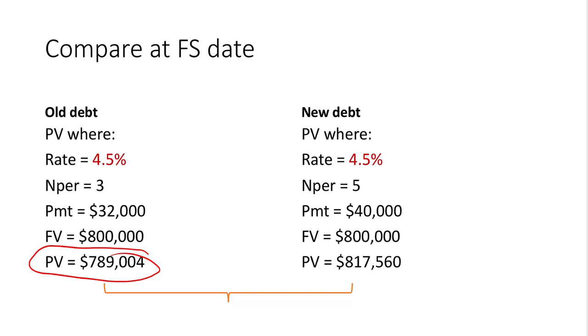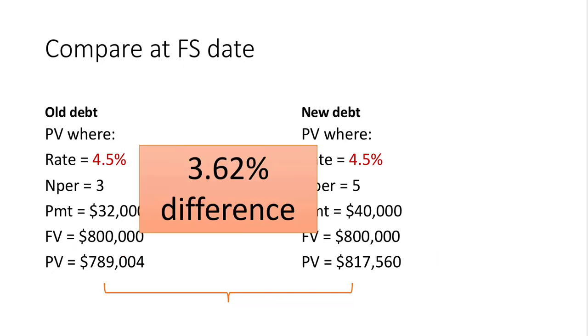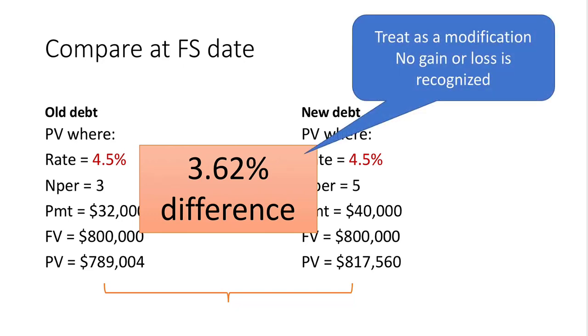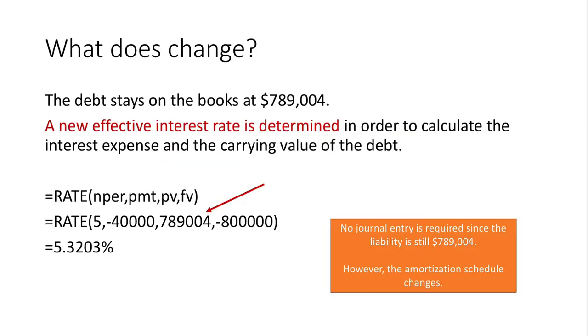When we compared the two, this was the present value of the old debt. We already had that calculated. We didn't have to redo it. Take the difference. You're looking at the change from the old to the new, and you can see there's a 3.62% difference. So there is no substantial modification. We treat it then just as a normal modification, and there's no gain or loss. What that means is that at that point in time, the liability on the financial statement will stay at $789,000. Nothing happens.